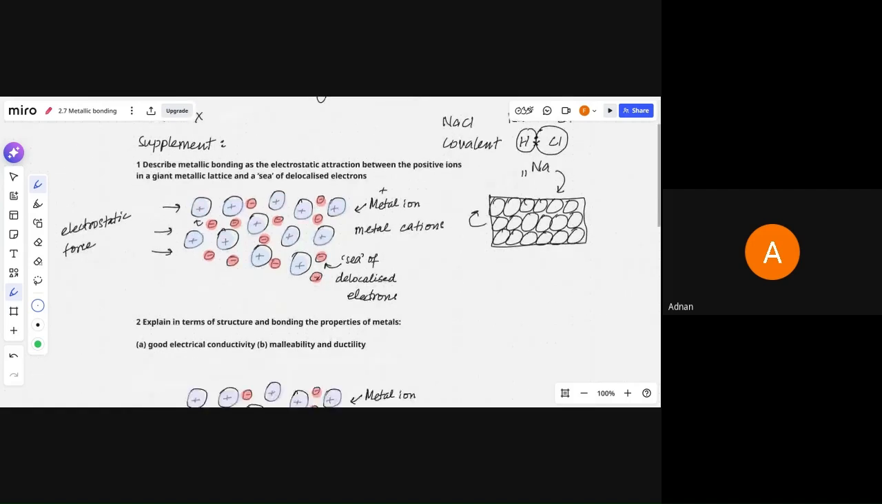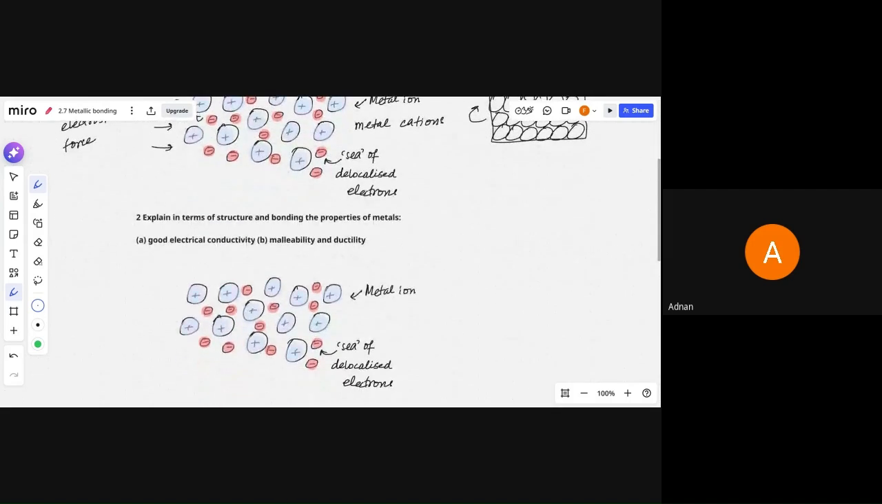Now we move on to the next topic, which states: explain in terms of structure and bonding the properties of metals, good electrical conductivity. I've explained it already in our previous lectures. You can go to the playlist and watch the previous lectures, so that you can have a very good overall understanding of chemistry.